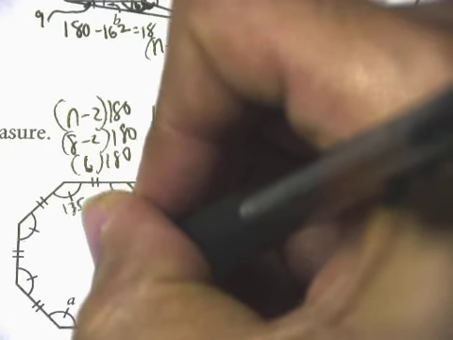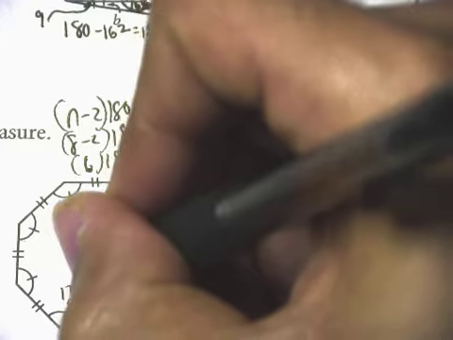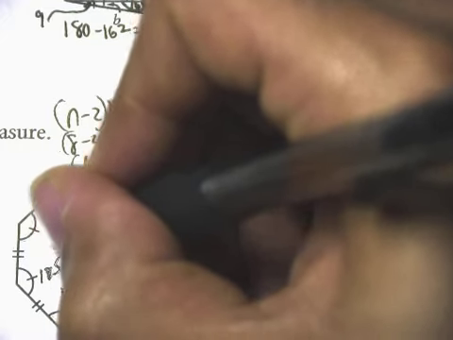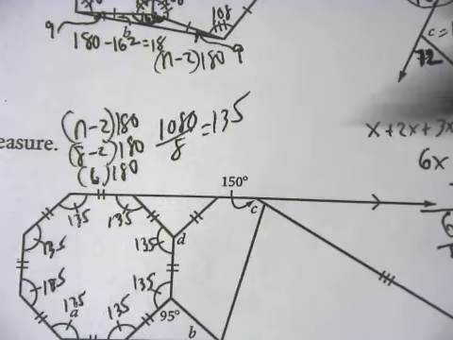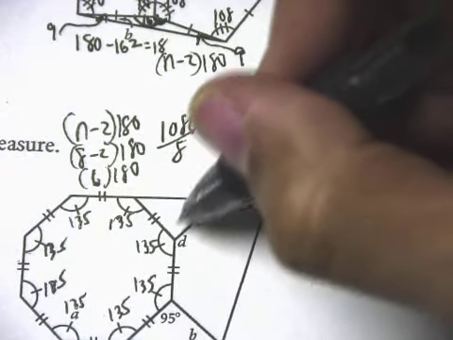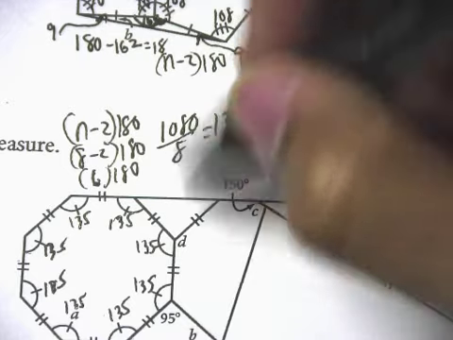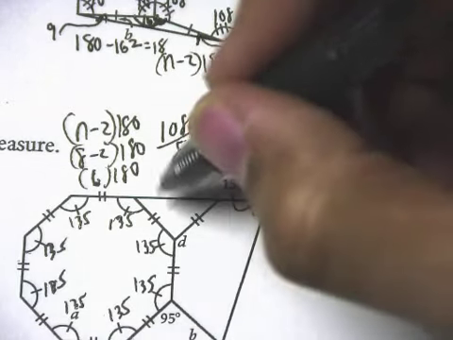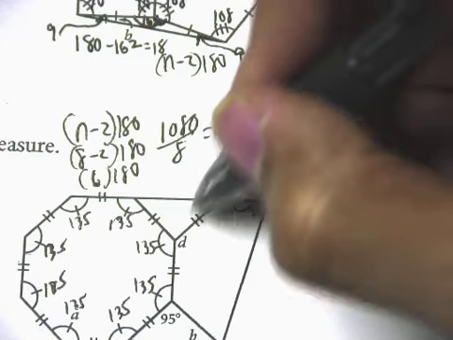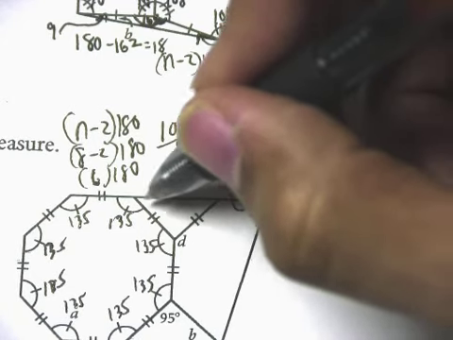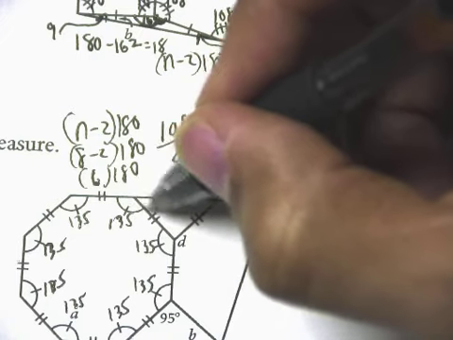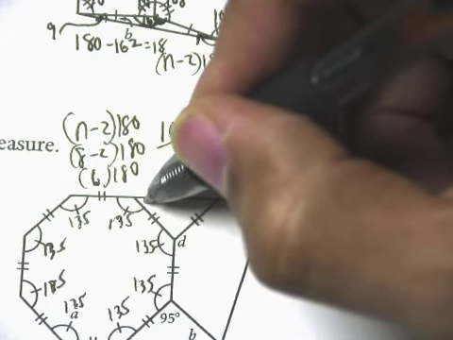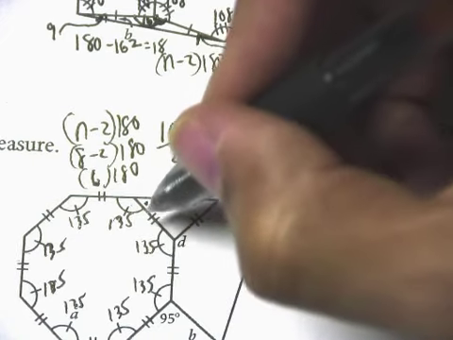And if I divide by 8, that tells me that every angle is 135 degrees. So I know that this is 135, 135, go all the way around. Oh, and look at that. In the process, what did I get? I got the measure of angle A, which is what? 135 degrees.